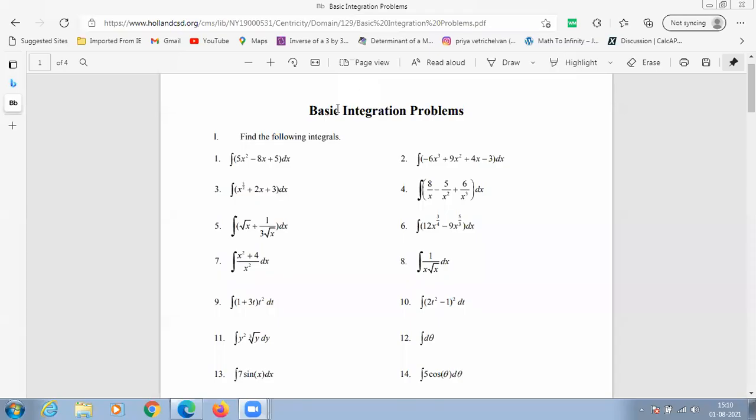Hello students, today we will be doing the basic integration problems. I thought of solving 20 to 30 questions in a single session itself. Let's begin the session. So question number 1, integral.